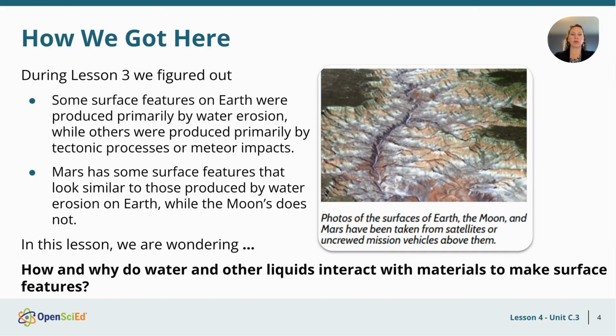During lesson 3, we figured out that some of Earth's surface features were formed by water erosion, and others were created by tectonic activity or meteor impacts. Mars has features that resemble Earth's water eroded landscapes, but the moon does not. So in this lesson, we're wondering how and why do water and other liquids interact with materials to make surface features?